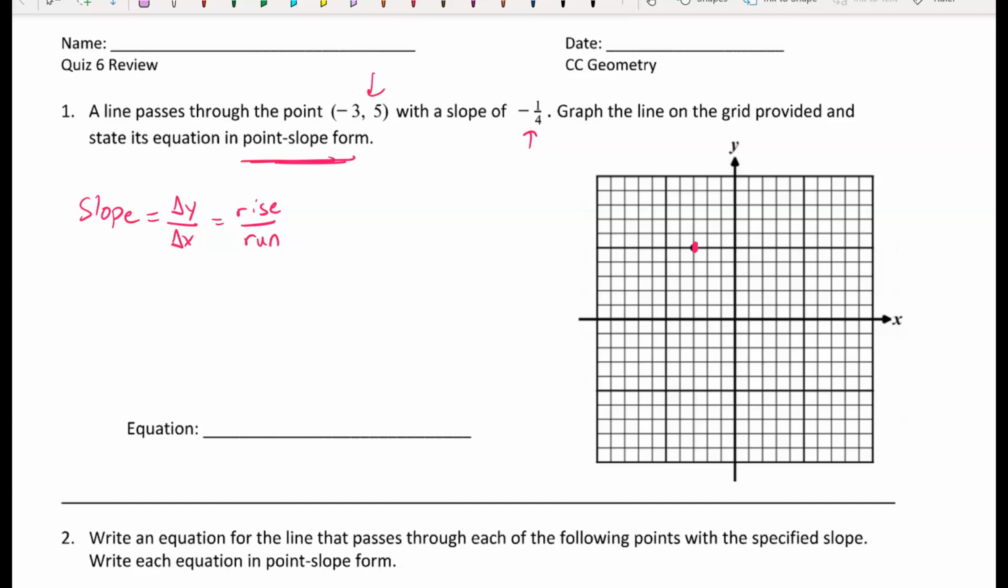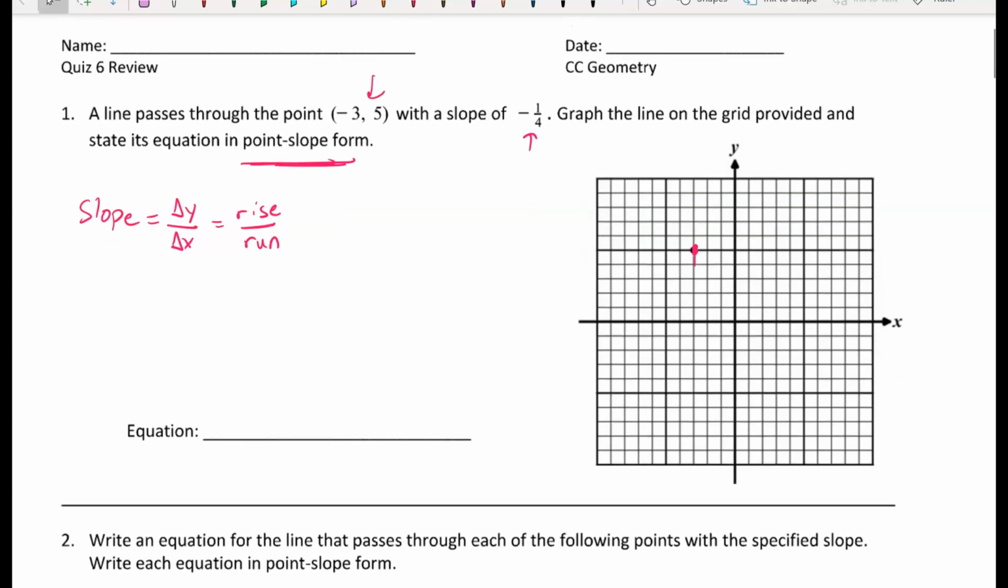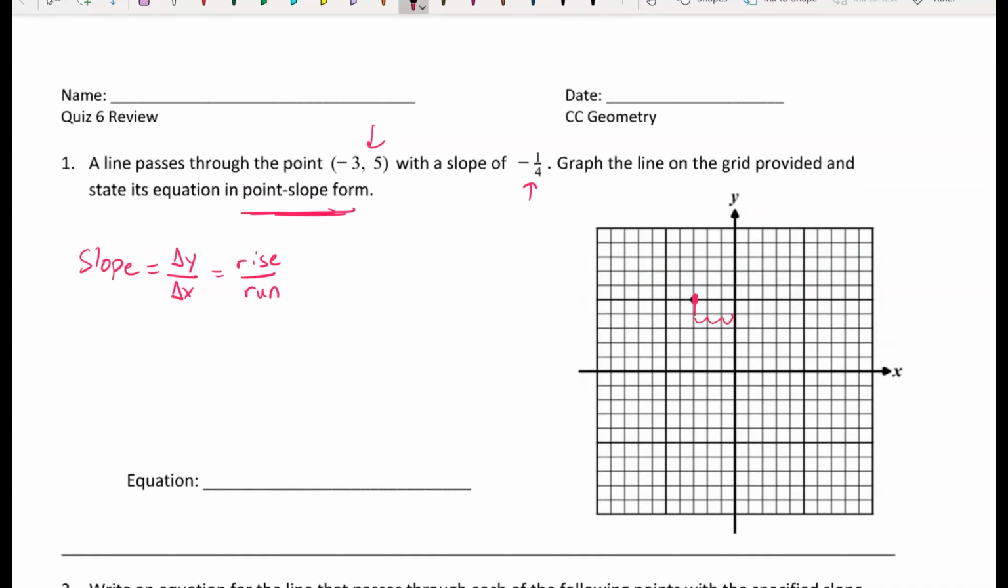Now, if my slope is negative, rather than telling me go up 1 over 4, I'm going to start by going down 1 unit and then count right 4. 1, 2, 3, 4. And I'm going to keep doing that. Down 1 over 4. 1, 2, 3, 4. And I'll get one more point. Down 1, 1, 2, 3, 4.